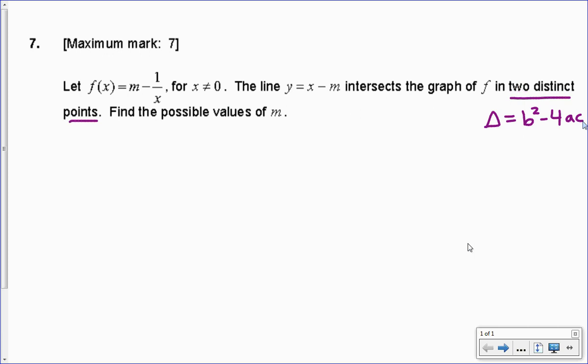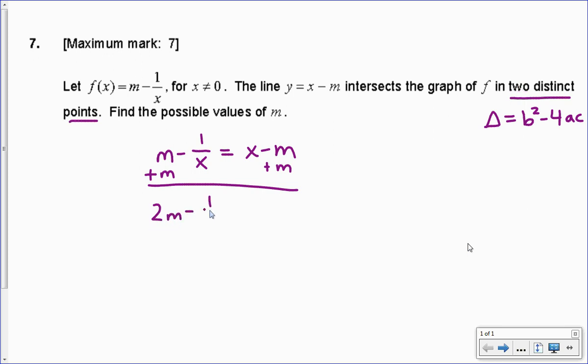At the beginning, I know that these two things are intersecting, so I'm going to set them equal to each other. Since this is non-calculator and I don't have enough information in each of these equations to actually graph these functions and see where they intersect, I'm going to set them equal. I guess you could combine the m's first because there's an m on each side of this equation. So I could add m to both sides and get 2m minus 1 over x equals x.